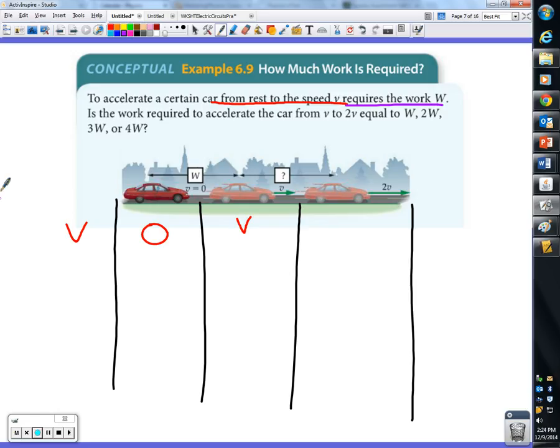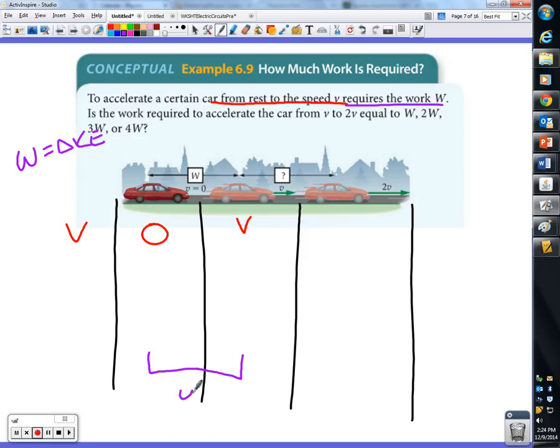Remember, according to the work-energy theorem, work changes the energy of an object. Meaning, we can't necessarily talk about the work at this point, or at this point, or at this point, but we have to talk about the work going from this point to this point. Does that make sense? Because work deals with changing the kinetic energy of an object.